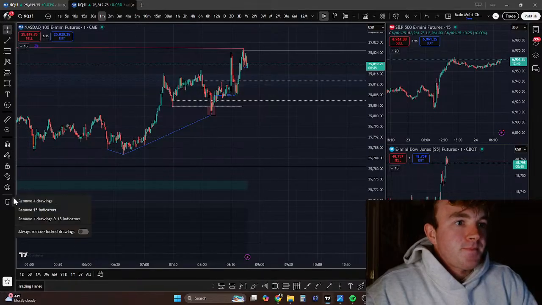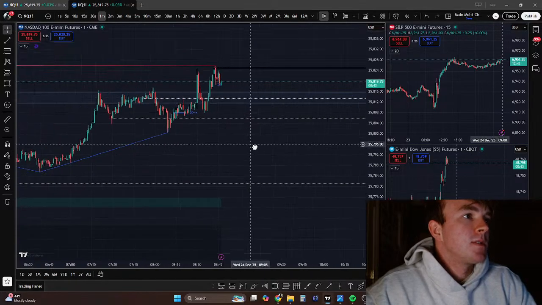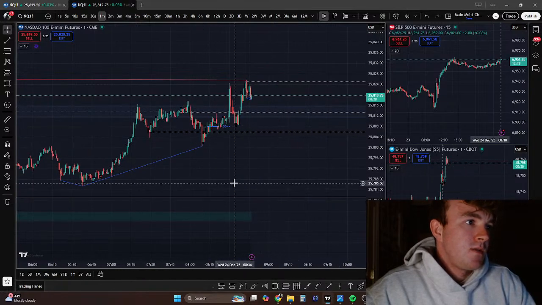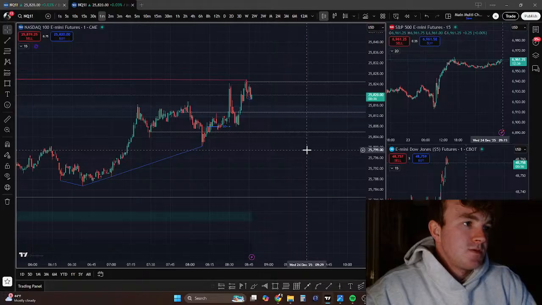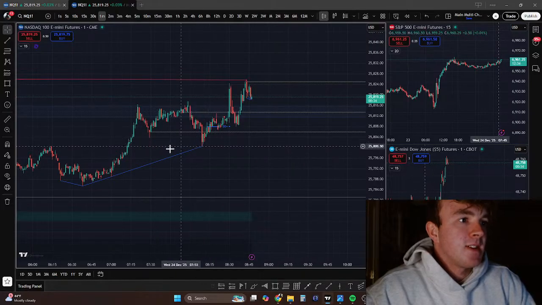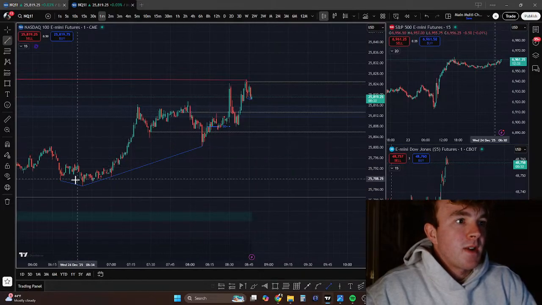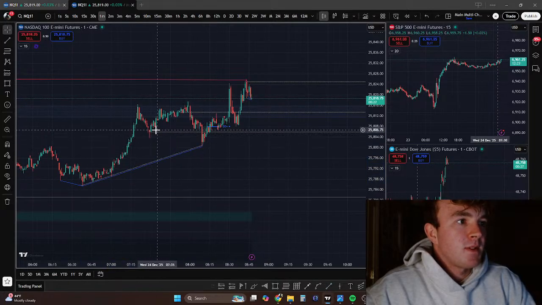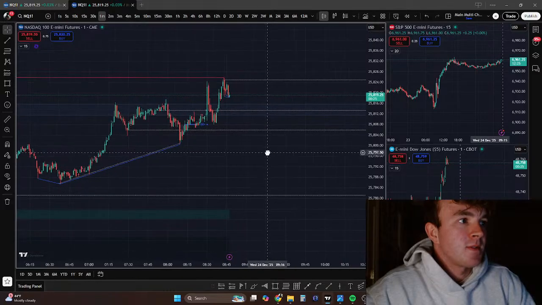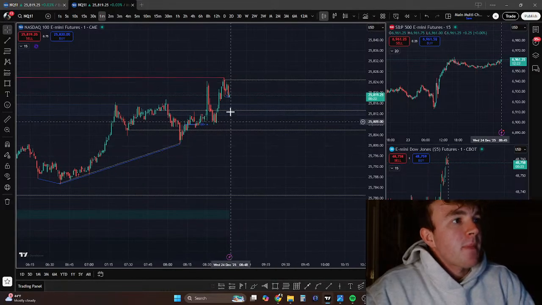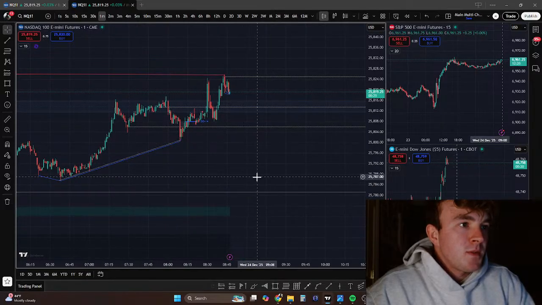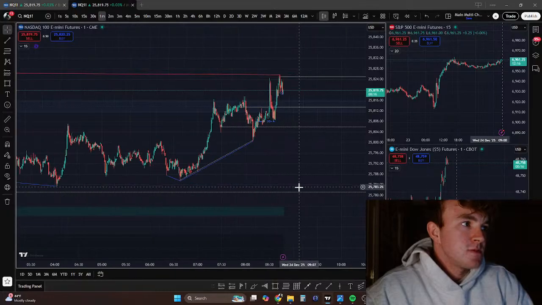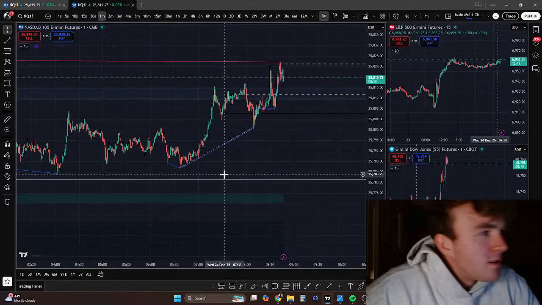Alright. So yeah, I mean, right here, this looks like SMT below this 730 true open. It's something to consider. So we might need to look for continuation here to the upside.